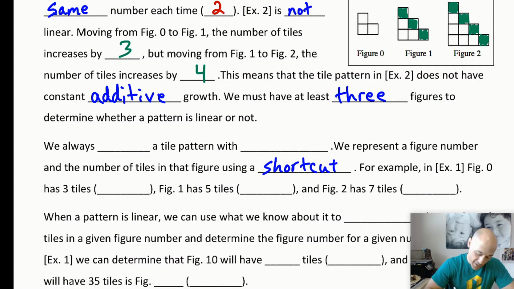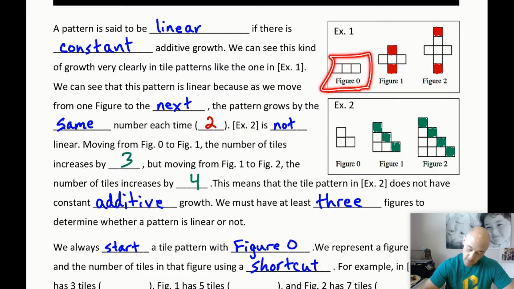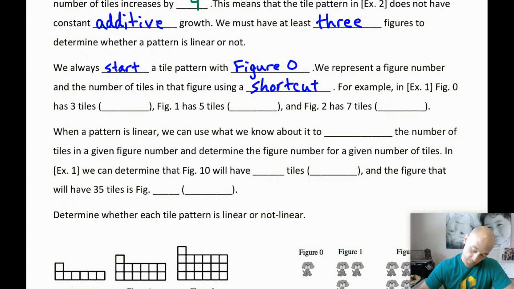We always start a tile pattern with figure 0. So notice that in both of these tile patterns, it's figure 0 instead of figure 1. We always start with figure 0, and you may see why that is later, but for now, just know that we start with figure 0.